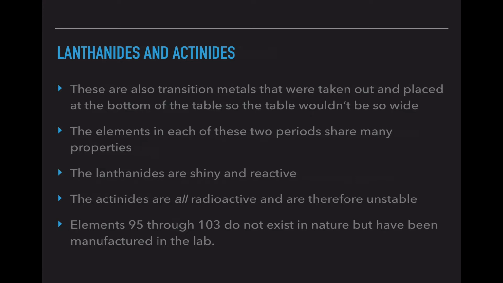Lanthanides are all shiny and reactive. Actinides are all radioactive. So when you look at the actinides on the periodic table, you see that a large majority of them have parentheses around their masses. They do this because, since they are radioactive, they actually lose some of their protons and neutrons over time, and when they lose their protons and neutrons, their masses change as well as the element changing. So we call those radioactive elements.